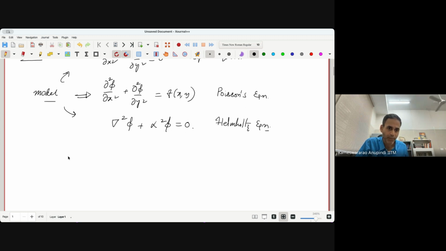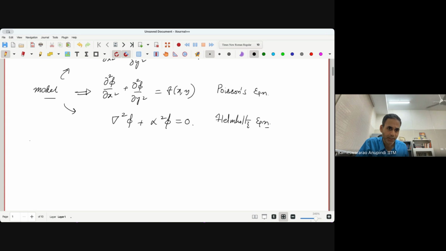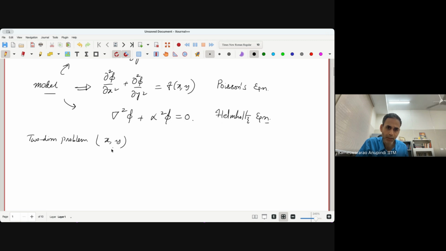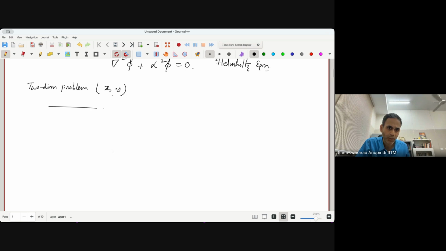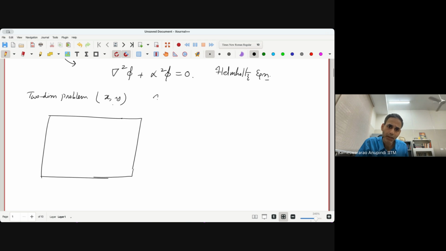Before we do that, we recognize that this is a two-dimensional problem because we have both x and y coordinates. So we are looking at a two-dimensional domain, and the domain could be something like this. Let us say this is the domain in which we are interested in solving. We're going to apply the finite difference method for the discretization.